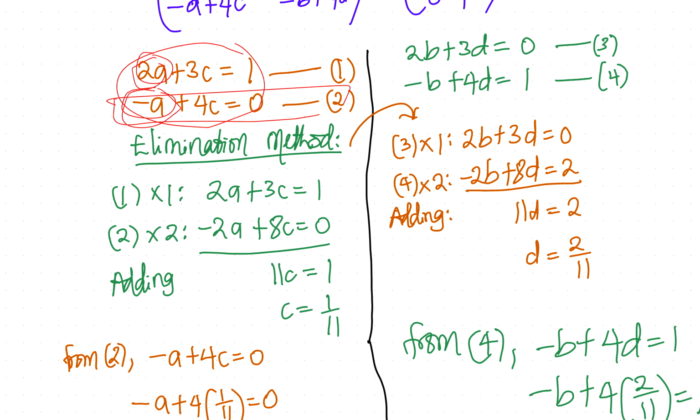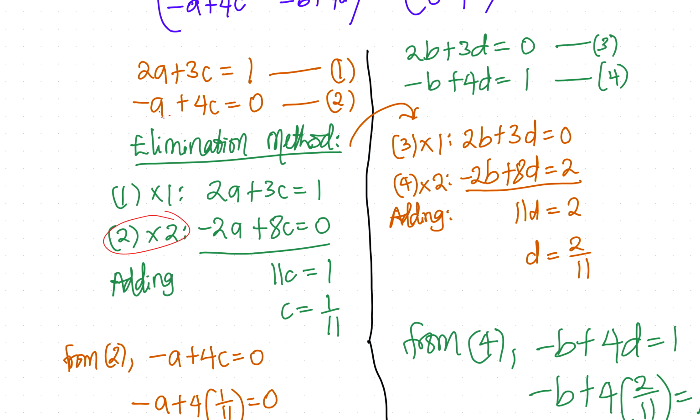which is very nice. That's why I just say equation 1 multiplied by 1, because I don't want anything changed. So I have 2A plus 3C equals 1. That's for equation 1. For equation 2, because I want this place to be 2A also, so I can easily add, I multiply equation 2 by 2. So 2 times minus A, that's minus 2A. 2 times 4C, that's 8C. 2 times 0 is 0.